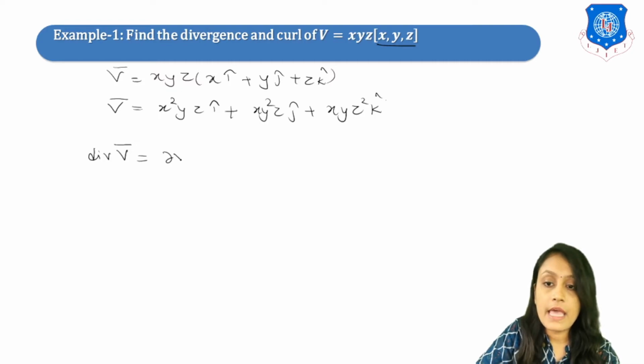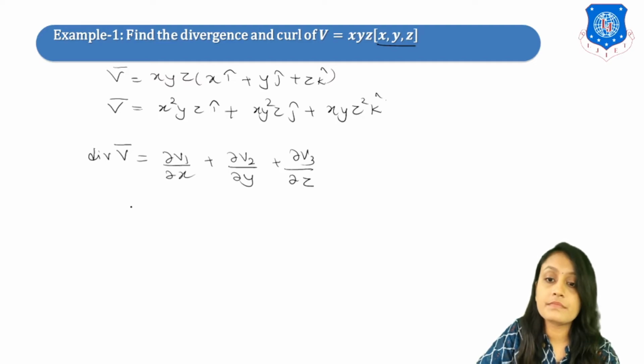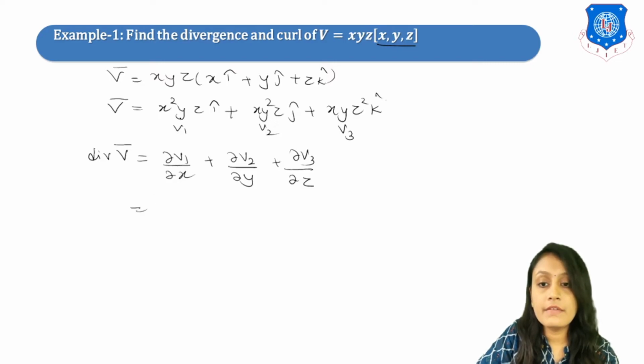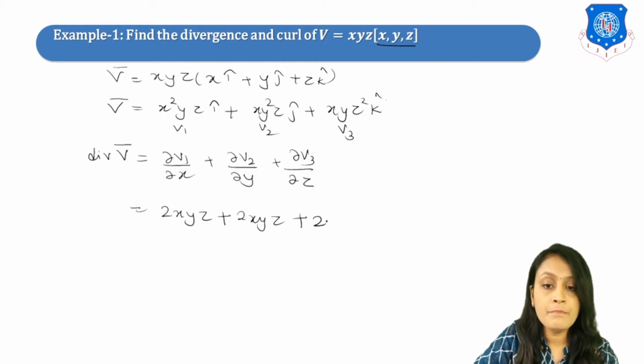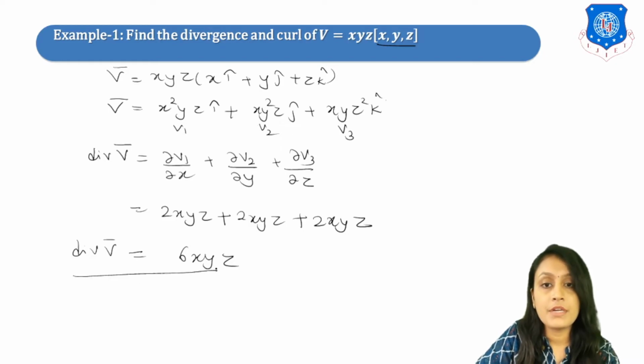The divergence is del v1 by del x plus del v2 by del y plus del v3 by del z. This is your v1, v2 and v3. Just find the derivative with respect to x, which gives you 2xyz. Its derivative with respect to y is 2xyz, and with respect to z, 2xyz. Add them, and you will get the answer of divergence as 6xyz. In this way we can find divergence.